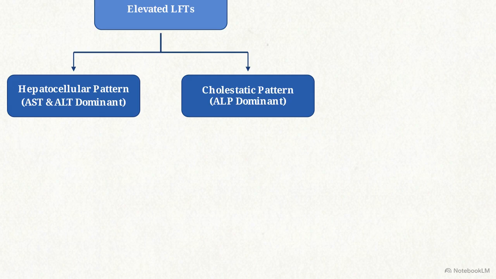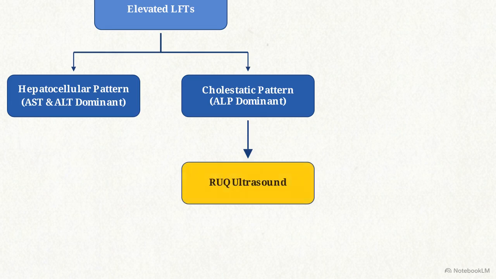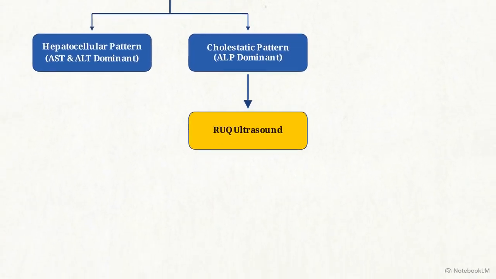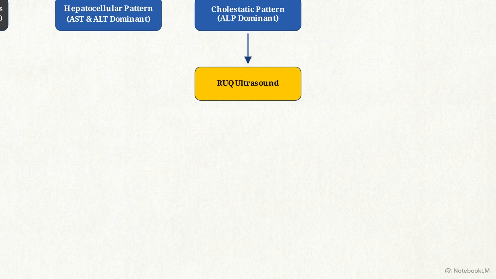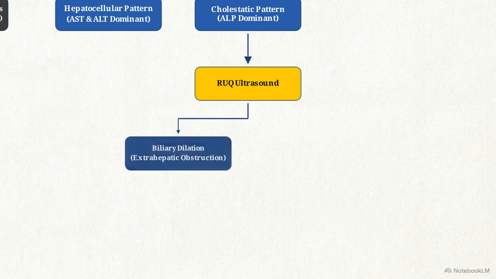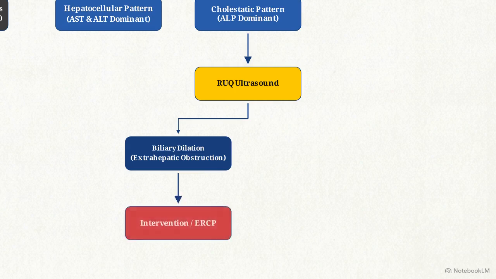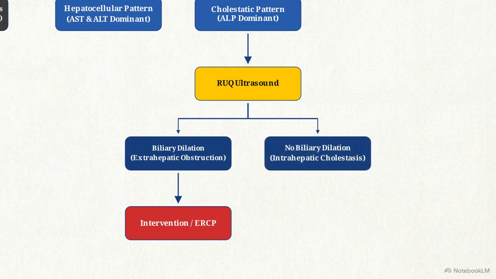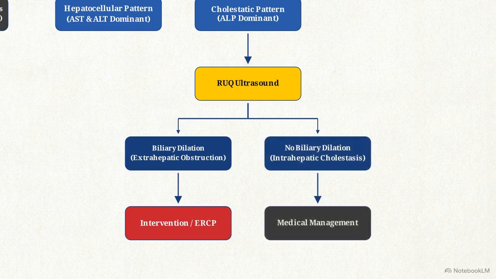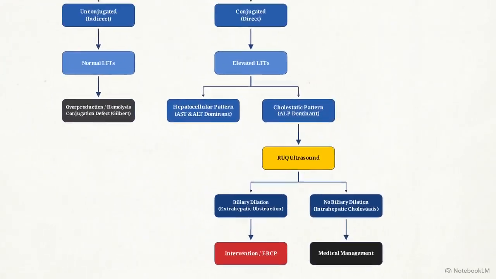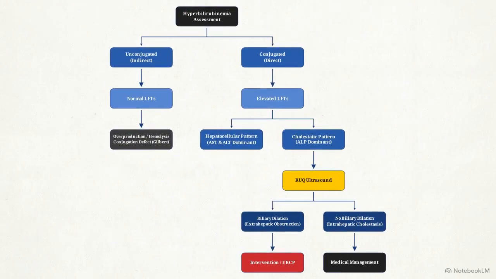For the cholestatic, alkaline phosphatase dominant pattern, the immediate next step is anatomical. We order a right upper quadrant ultrasound to assess the biliary tree for dilation. The ultrasound results dictate the final pathway. Finding biliary dilation confirms an extrahepatic obstruction, requiring a procedure like an ERCP to relieve the blockage. A complete lack of dilation indicates intrahepatic cholestasis, driven by conditions like primary biliary cholangitis or drug toxicity.